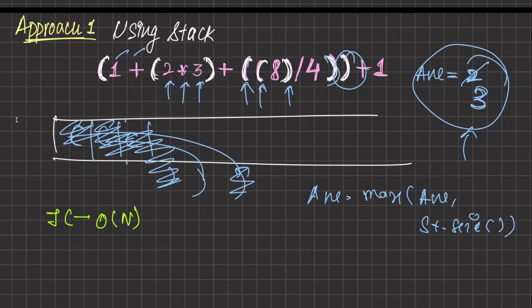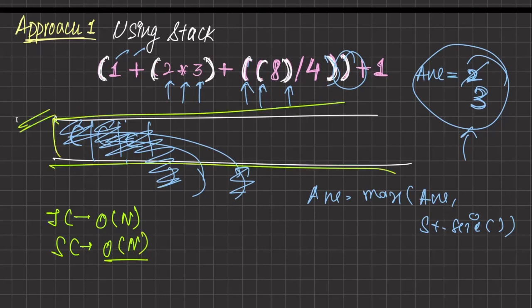Over the complete string. What is the space complexity? Big O of n only, because we are using the stack, right? The stack will keep track of at most n characters if all are opening parentheses. So let's jump to the code for this approach one.